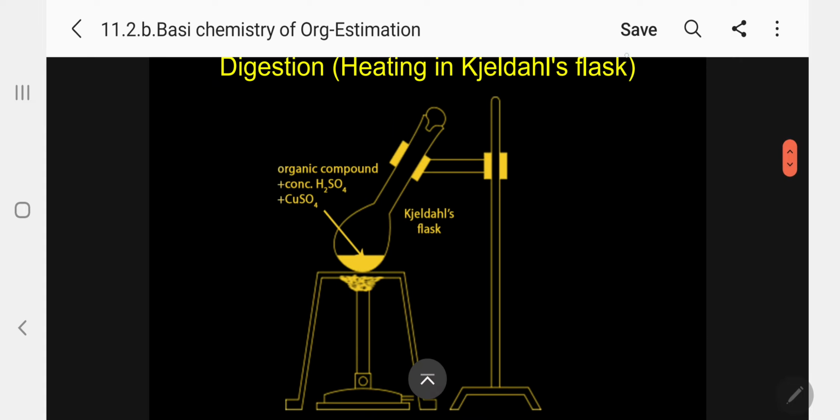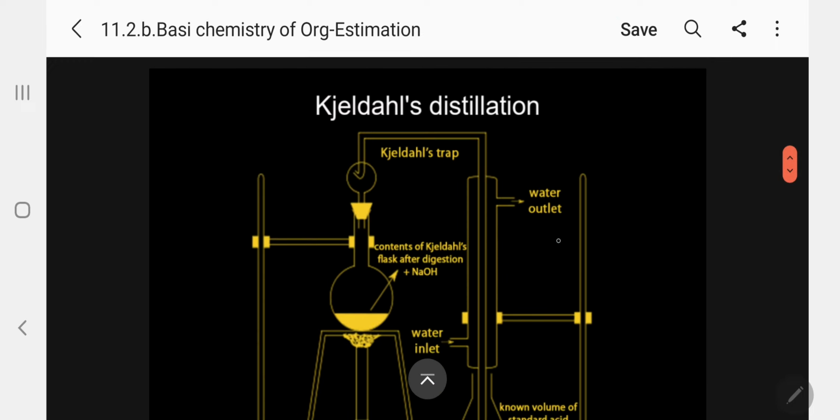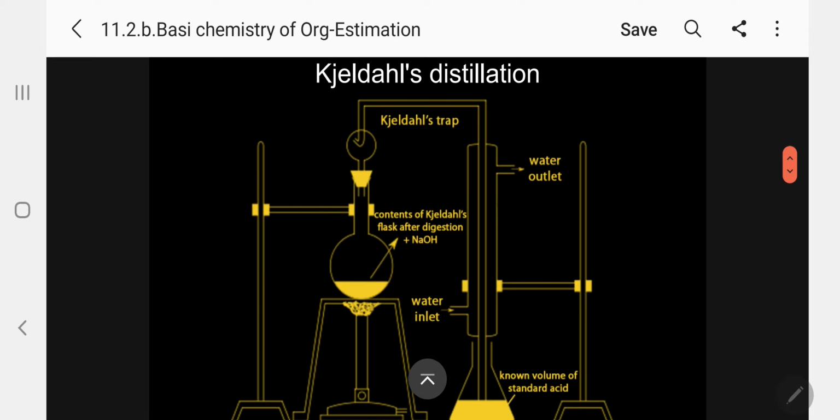Okay, now see here, this is the Kjeldahl flask. This is for heating your organic compound, sulfuric acid, copper sulfate and potassium sulfate. Important information: copper sulfate is used as a catalyst, and potassium sulfate is used to raise the boiling point. That's why we are adding these two. Sometimes a question can be asked. After this, you transfer into another flask having the Kjeldahl trap, and connect to the water condenser.